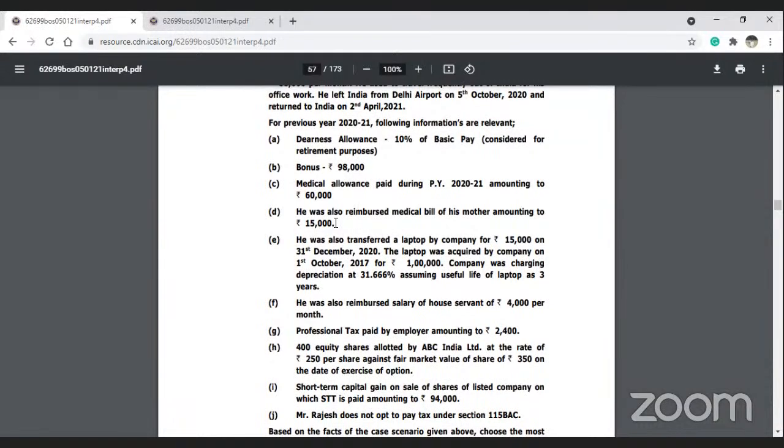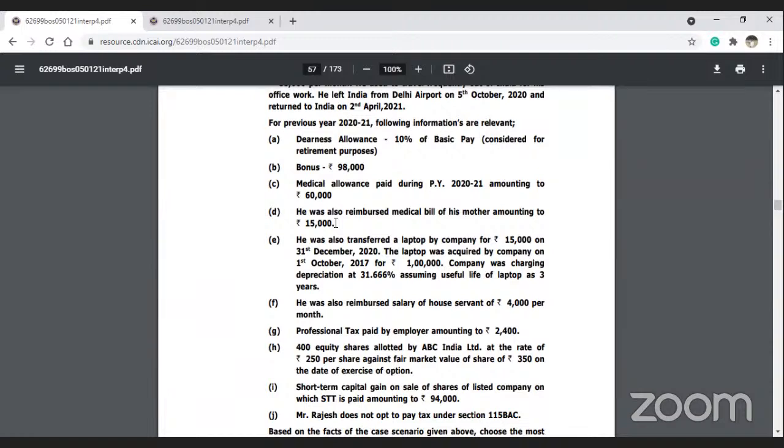He was also transferred a laptop. It was used for more than 180 days. So we'll take full depreciation. So 1 lakh minus 50%, that will be 50,000. 50,000 minus again 50%, that will be 25,000, and 25,000 minus 50%, that will be 12,500. Sorry, just hold on. 1 lakh is your purchase price, no? Yes. Minus 50%.